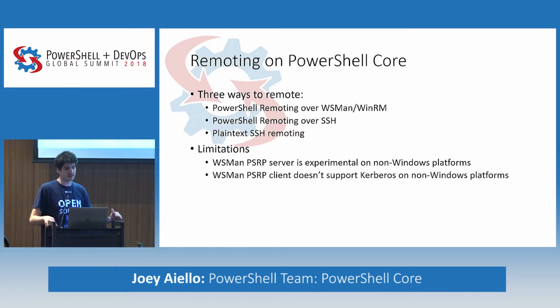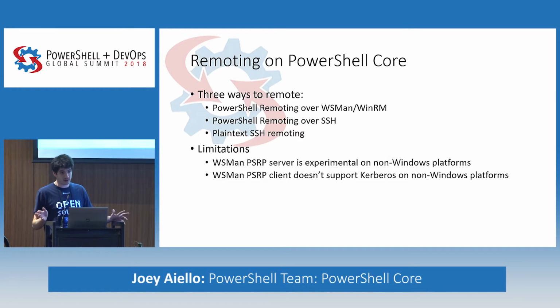There are some limitations. One of those is that the PSRP server for WSMan is experimental on Linux platforms. This uses OMI, and we have not fully tested this scenario. What we found, though, is that by and large, people have SSH servers already running on their Linux machines. They want to use the SSH stuff that currently exists, and really just adding this one line to their SSH config to add PowerShell support is much, much easier than standing up the end-to-end OMI infrastructure.